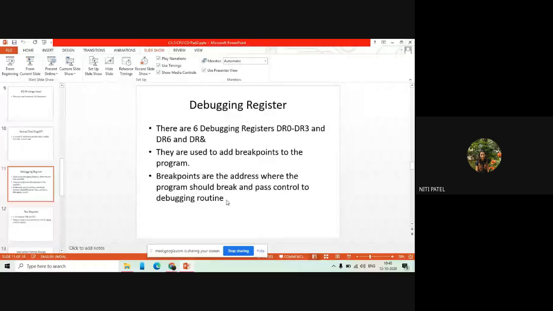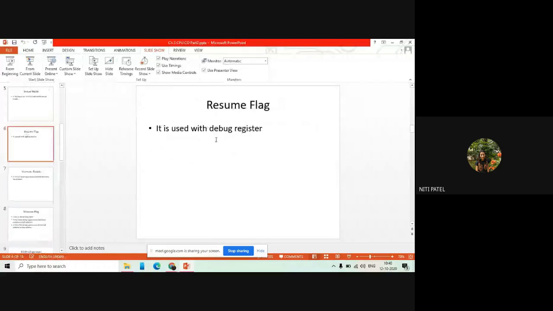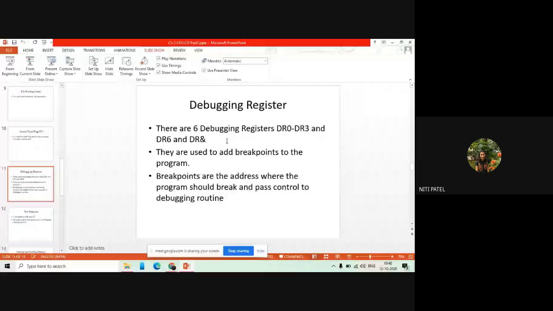What is this debugging register? You have a total of 6 debugging registers. One of the values is set through the resume flag. If it is debugging, the flag is set to 1, or else the flag is set to 0. So you have your resume flag also, which will be used with this debugging register for debugging. But who will do this debugging? It will be done by these registers. So how many such debugging registers do we have?